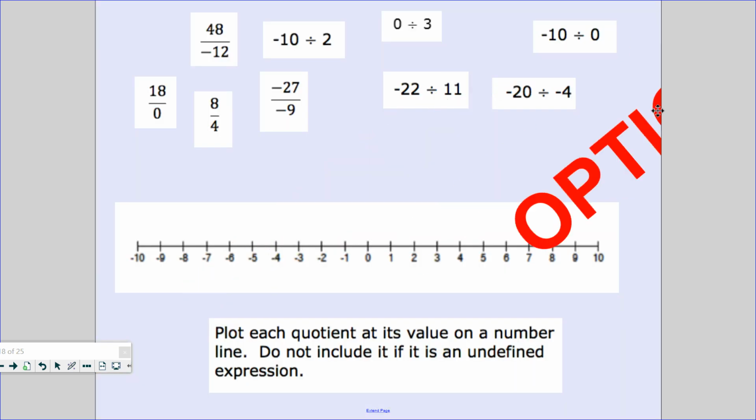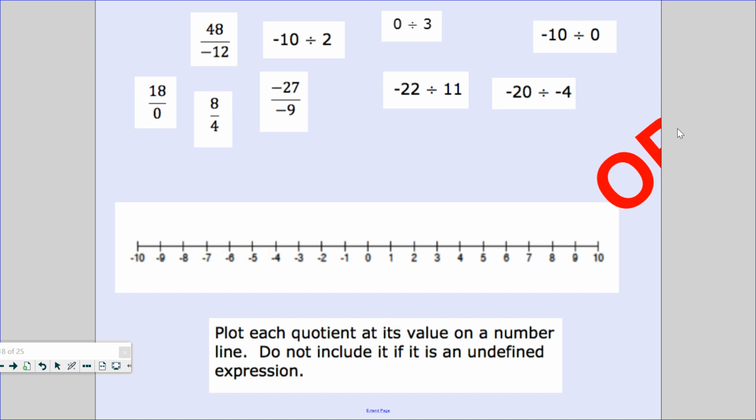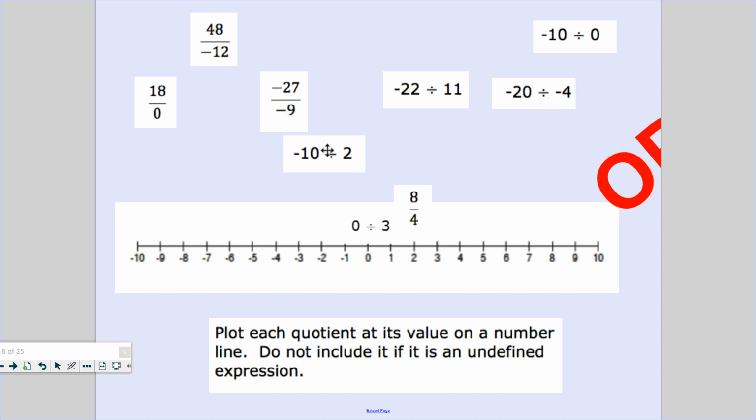This is optional, but we'll do this activity. So let's try to figure out where it goes. So 8 divided by 4 is 2. That goes right there. 0 divided into 3 parts. 0 goes right there. 10 negatives. I divide it into 2 groups. 10 divided by 2 is 5. Opposite is -5. 48 divided by 12 is 4. Opposite is negative 4. That goes right here.